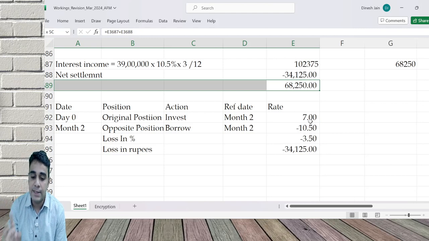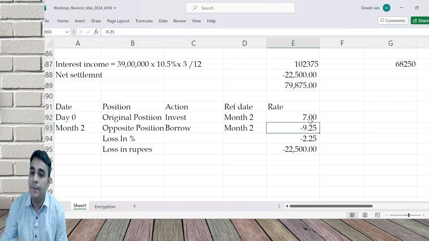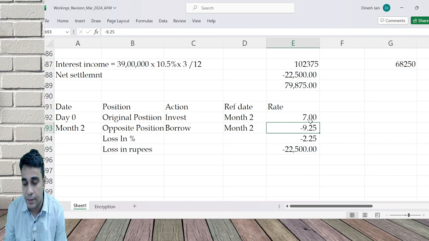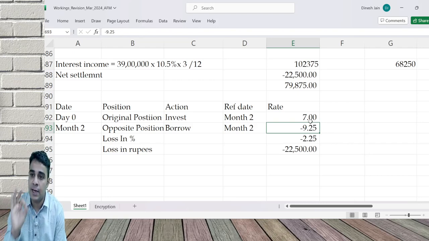So that is the first problem. Second problem, on the last day, 9.25 and 10.5 is not matching. I'll repeat again. Our actual interest income will be at the actual interest rate. On top of that, there will be a future settlement, which can be positive or negative. How will the settlement be calculated? Date, position, action, reference date and rate. You start with the original date, original position. Originally you want to invest, write invest. Originally you want to borrow, write borrow. Invest, borrow, 7 minus 9.25 minus 2.25 and you will suffer a loss.